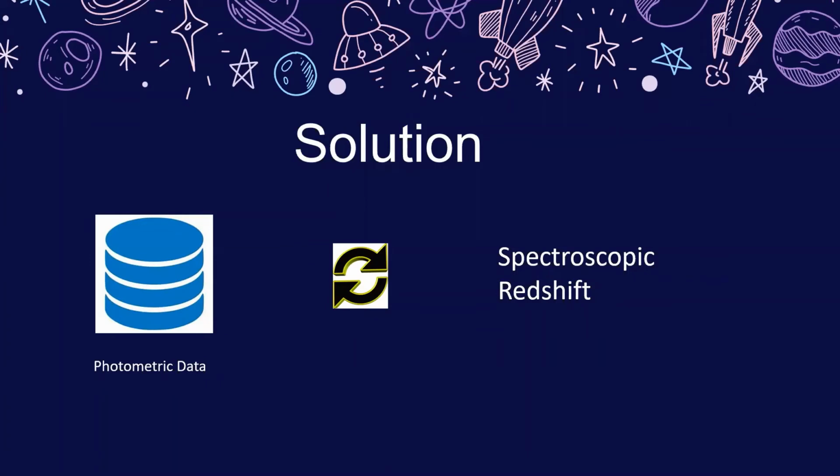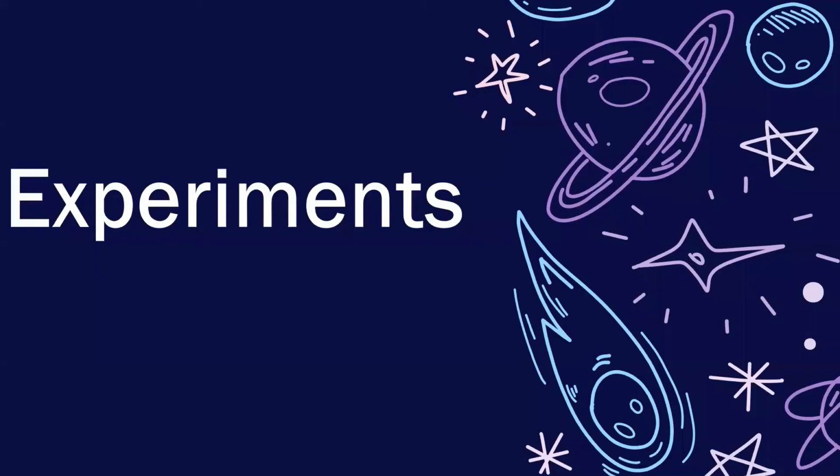The solution to this problem is to use spectroscopic redshifts as true values and train a deep learning algorithm which will take photometric data as input and predict redshift. Since we already have a lot of data for spectroscopic redshifts, we can treat them as true labels, and then we can train our algorithm. This is the purpose of this project. We will be developing a deep convolutional neural network, which will help us to predict photometric redshifts.